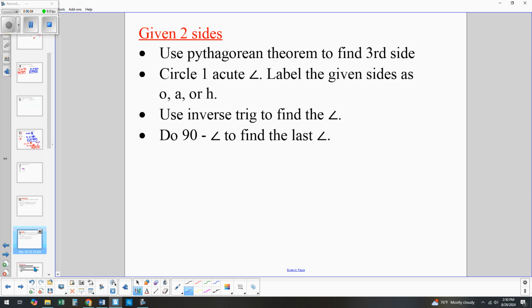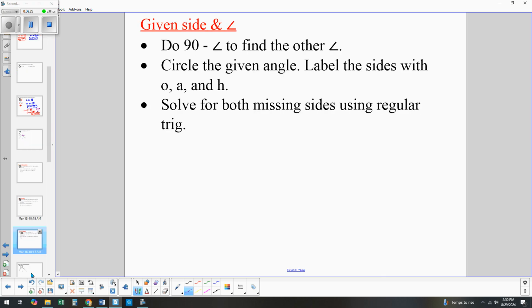So if we're given two sides, we're going to use the Pythagorean theorem to find the third side. We're going to circle one of the acute angles, doesn't matter which one, and label the given sides as O, A, or H. We're not going to label the side we just found, only the ones that were given to us. We're going to do inverse trig to find that angle, and then do 90 minus it to find the remaining angle. If I was given a side and an angle, I would start by doing 90 minus the angle to find the other one. I'm going to circle the angle that was given to me and label my sides with O, A, and H, and then solve for both missing sides using our regular trig.